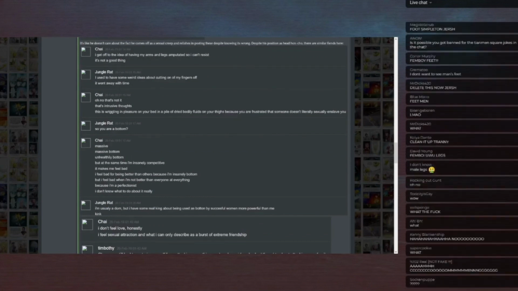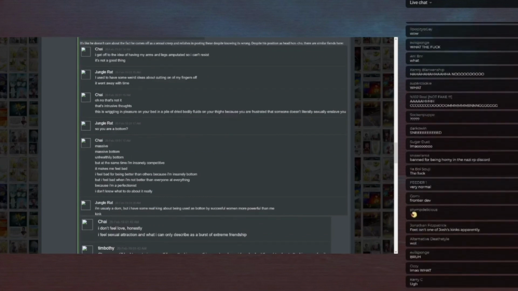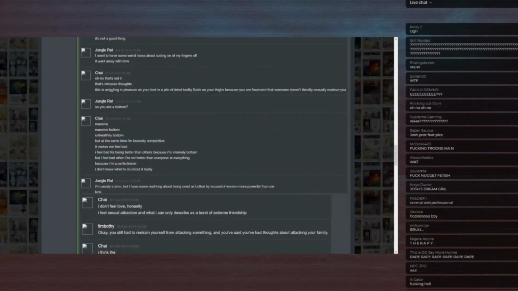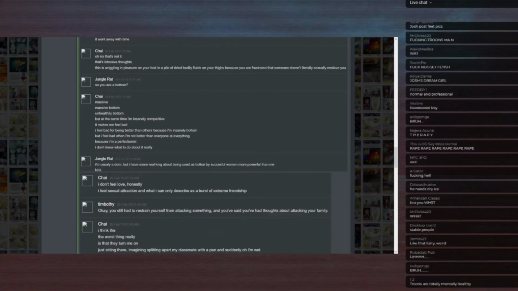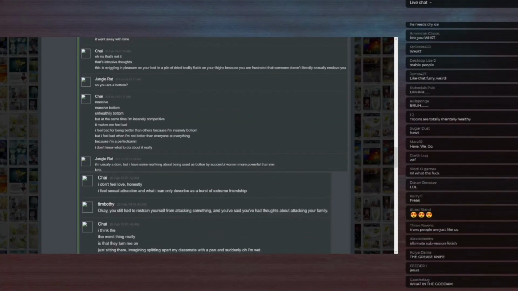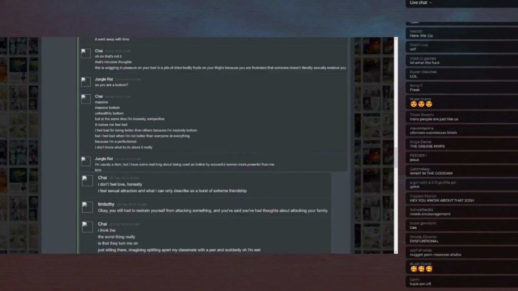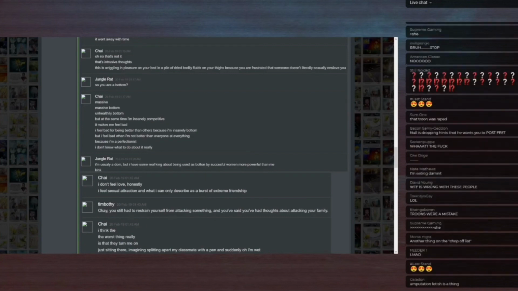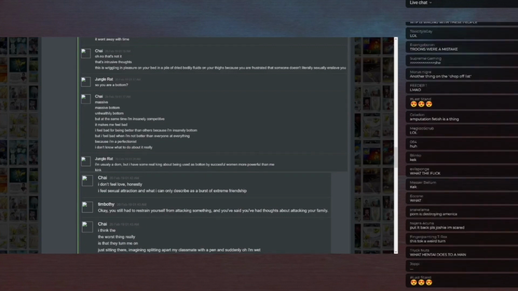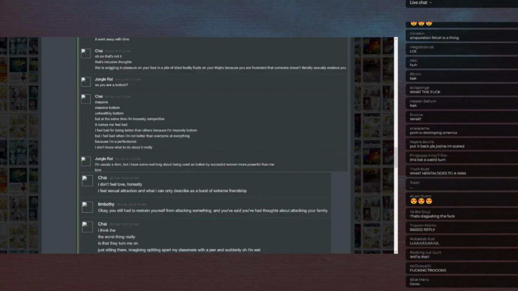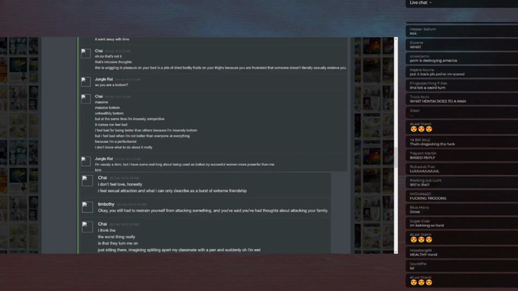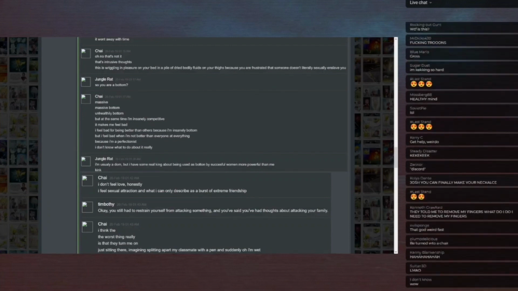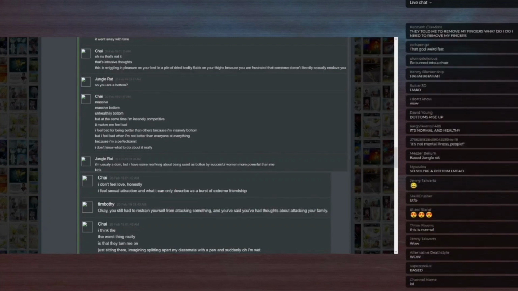This is wiggling in pleasure on your bed and a pile of dried bodily fluids on your thighs because you're frustrated that someone doesn't literally sexually enslave you. So you're a bottom. Wow. I want to be a quadruple amputee and turn into a sex stump. And then Jungle Rat says, so you're a bottom. What was your first hint, Jungle Rat?